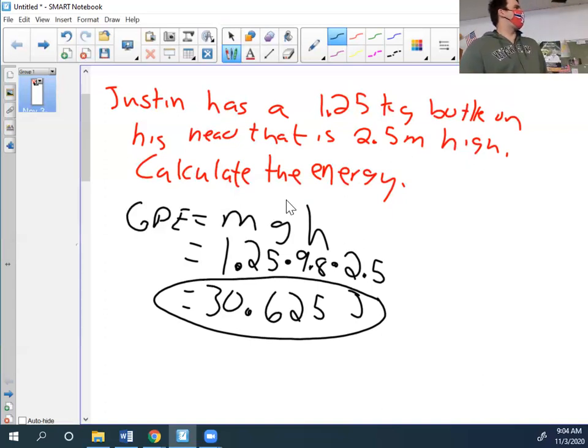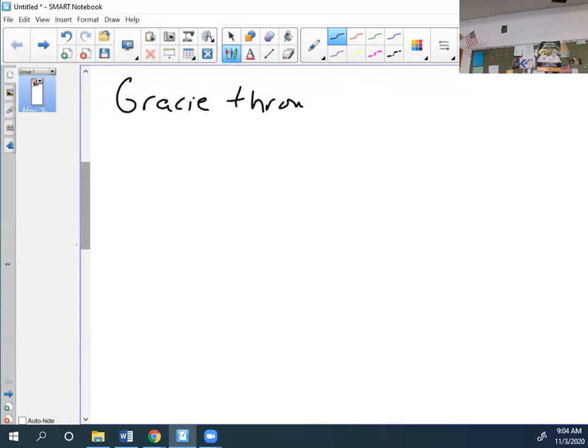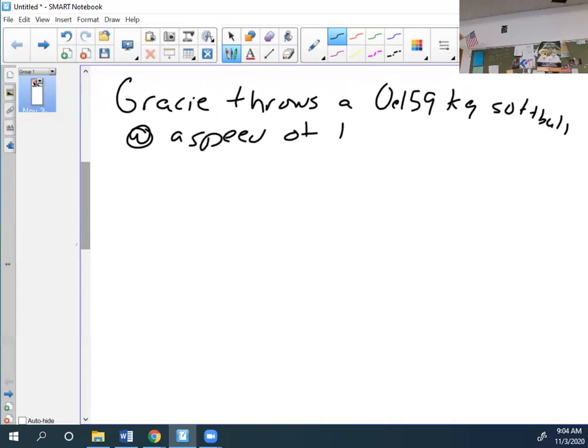All right, another example. Gracie throws a 0.159 kilogram softball at a speed of 14 meters per second. Calculate the energy.